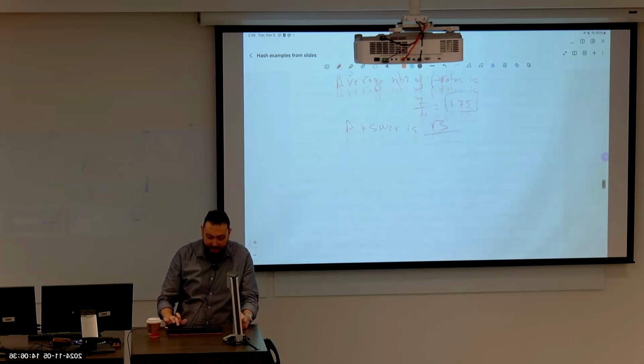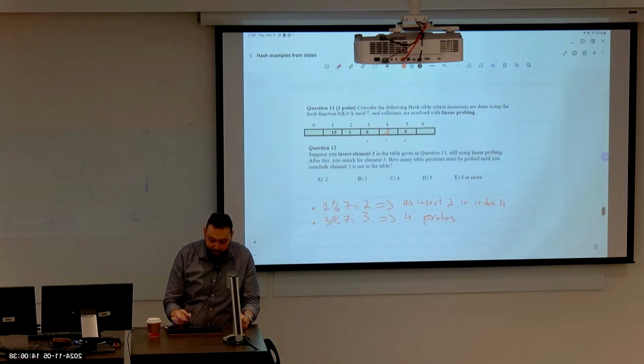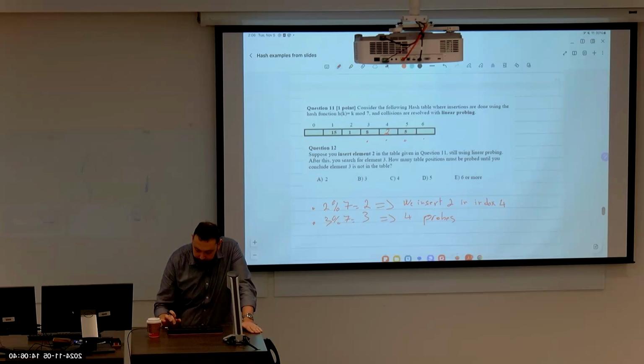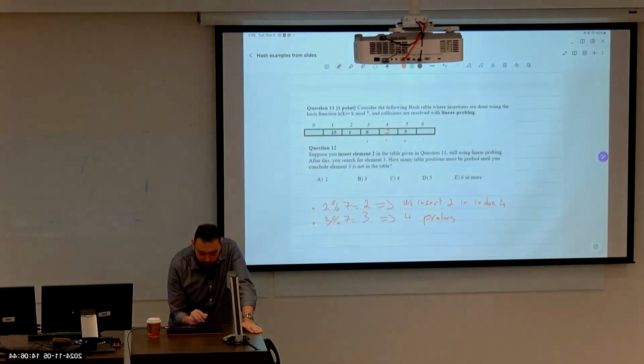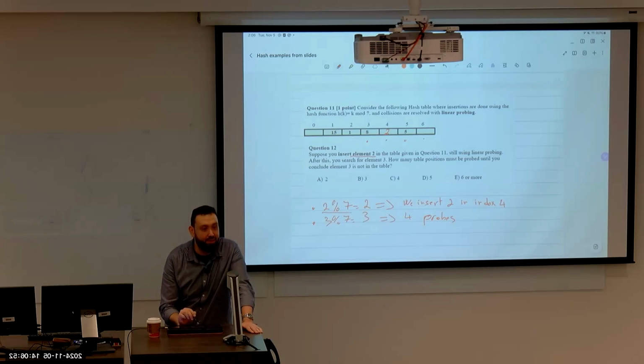So now the same exact question, I'm saying I want to insert 2. Okay, guys, so I want to insert element 2 in the table. Still using linear probing. So I'm going to do 2 modulus 7 is going to give me 2. So 2 is occupied. If I'm using linear probing, we're just going to add 1 plus 1, right? So plus 1 here is still occupied, plus, so I'm going to end up here at 2.